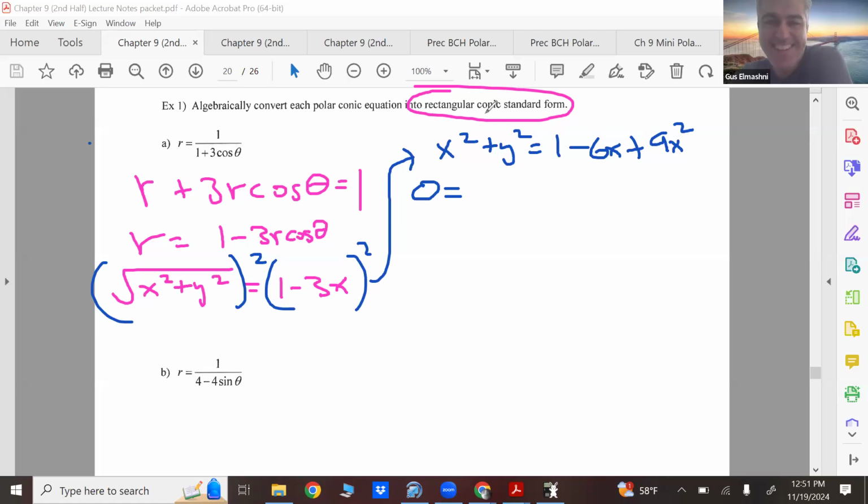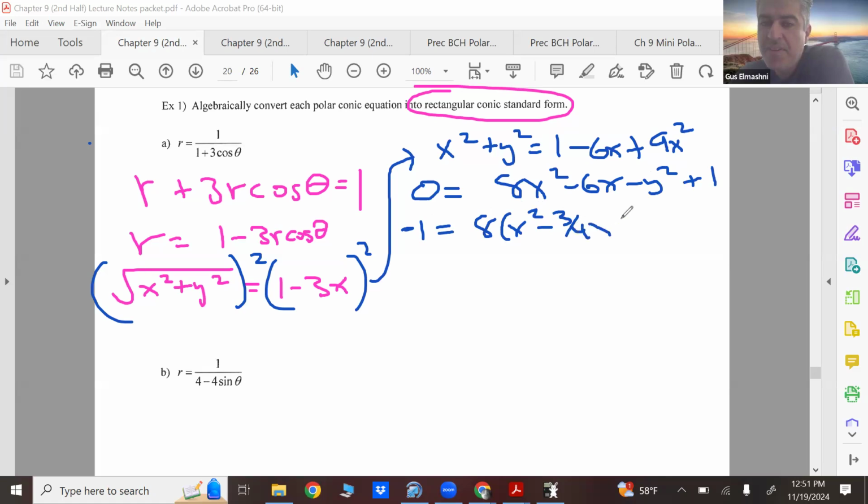Just kidding. All right. 8x squared minus 6x minus y squared plus 1. I can move the 1 over to the other side. And this gets really, really funny. This gets incredibly funny here. I know. Don't get mad at me, guys. I didn't make this problem up.